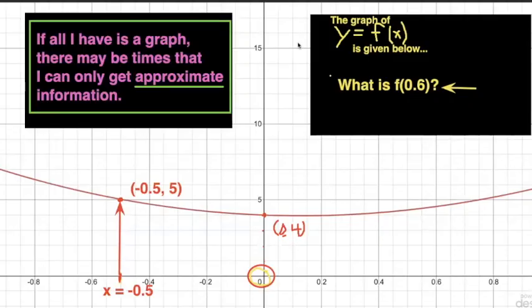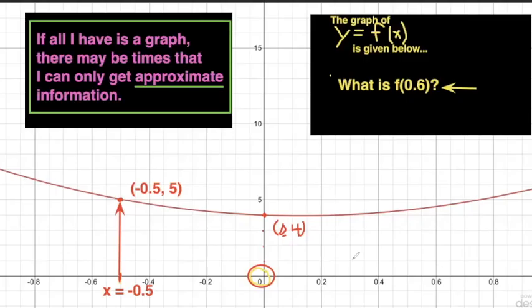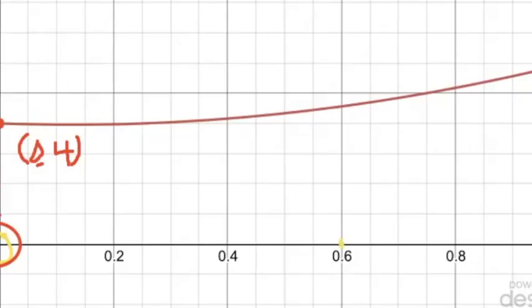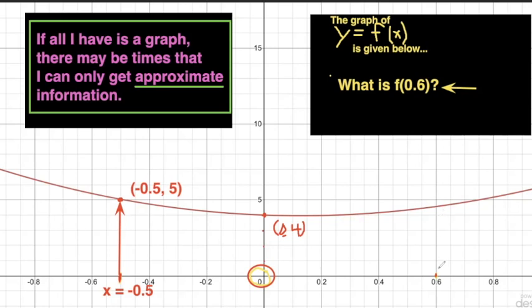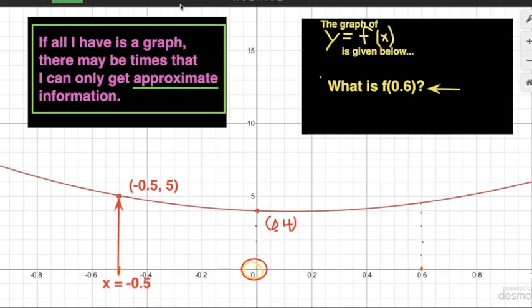Now I ask, what is f of 0.6? So I can go over to x equals 0.6. Figure out where the curve is in the y direction when x is equal to 0.6. So I got 1, 2, 3, 4.5. Now I'm approximating. I don't know if it's exactly a half. I don't know if that's 0.55, 0.51. It doesn't matter too much because I'm allowed to say that I'm approximating. And as long as I say that, everything is good and people know what I mean.